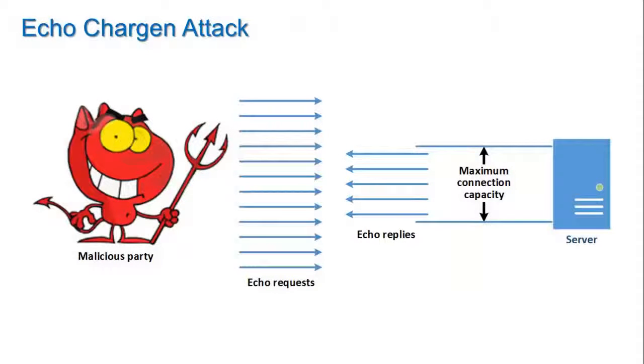If the malicious party has greater network bandwidth than is available to the target server and is able to flood the target server with an endless series of echo requests, then all of the target server's available network capacity will soon be consumed with echo requests and replies, thus disrupting the ability of legitimate users to access network resources.